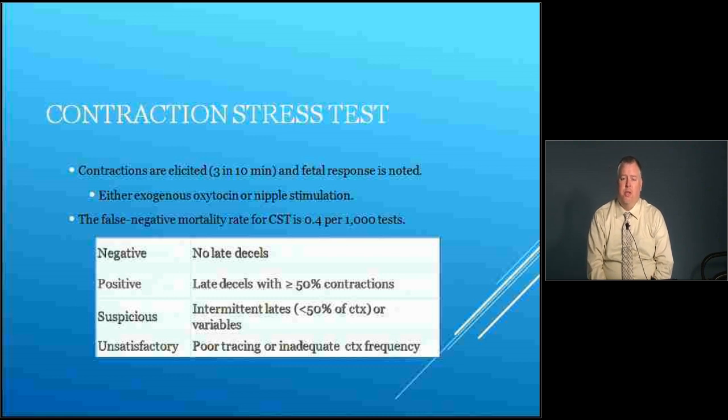Unsatisfactory, which is usually the most common result we used to get when we did these more commonly, is a result of poor tracing, so you couldn't trace the fetus well enough to maintain a continuous tracing, or you weren't able to get those 3 contractions in 10 minutes in order to meet the criteria for the test.